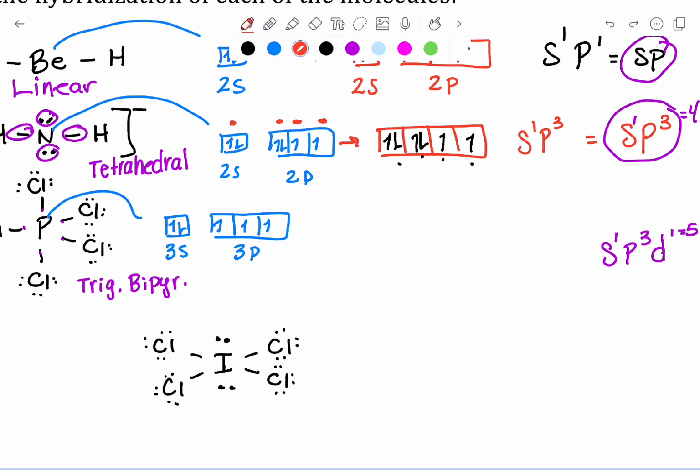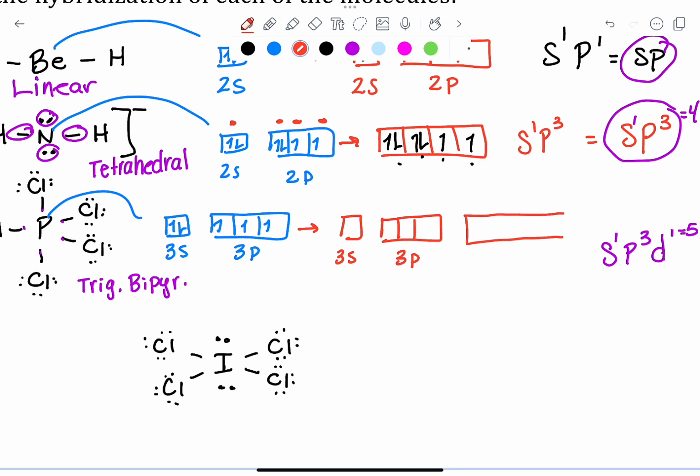So what we're going to do is we're going to say, okay, we can have electrons in the 3s, we can have electrons in the 3p, and we can have electrons in the 3d. I can't do that with nitrogen, oxygen, or carbon because of the 2. Okay, after 2, we don't have any d orbitals available. We only get d orbitals in the n of 3 or higher. Okay, so this follows our rules of expanded octets.